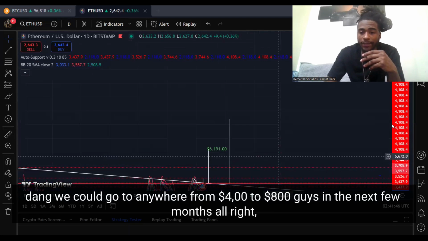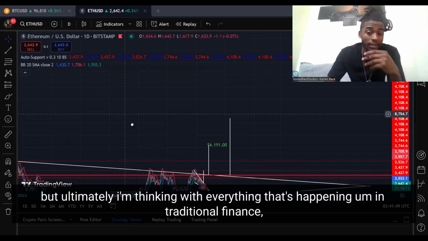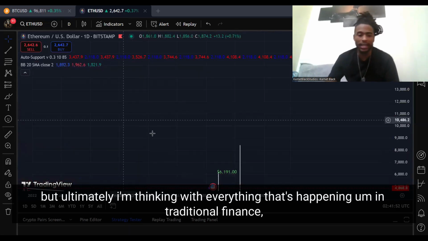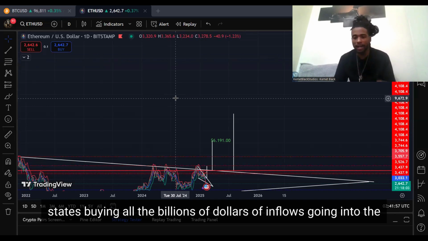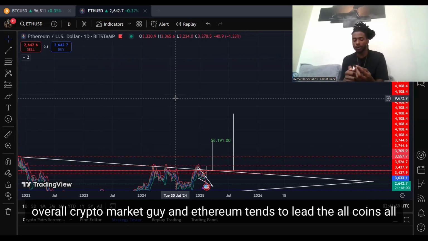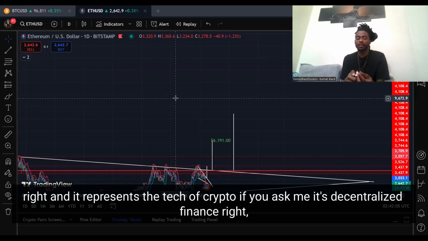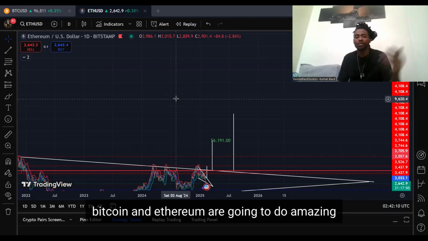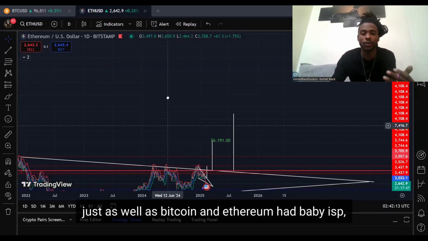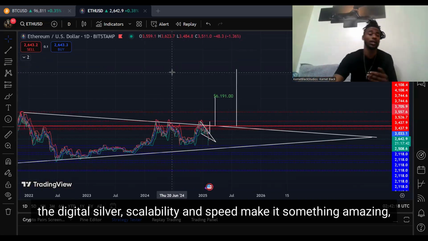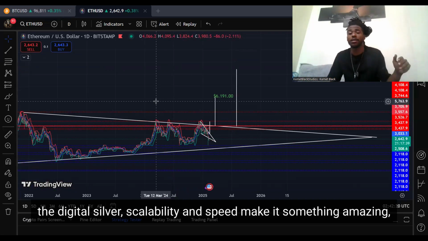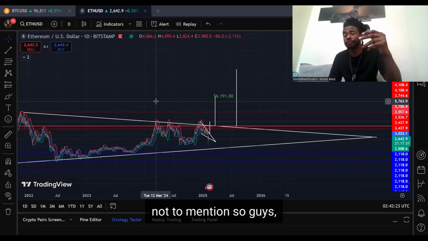But ultimately, I'm thinking with everything that's happening in traditional finance, everything that's happening in crypto, all the attention, the nation states buying, all the billions of dollars in inflows going into the overall crypto market, and Ethereum tends to lead the altcoins. It represents the tech of crypto, if you ask me. It's decentralized finance. Bitcoin and Ethereum are going to do amazing, just as well as Casper, because if Bitcoin and Ethereum had a baby, it's Casper. Casper is the digital silver. Scalability and speed make it something amazing, not to mention it's got a DAG.